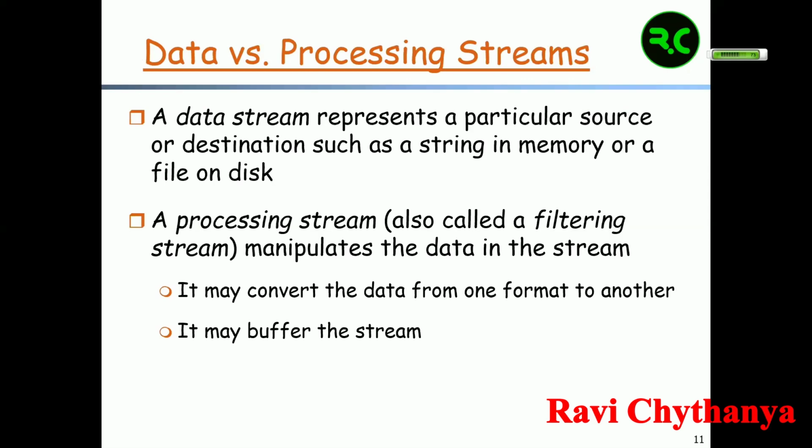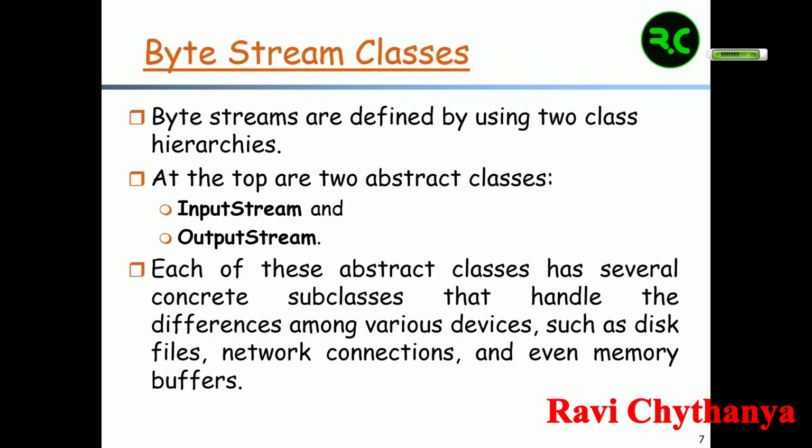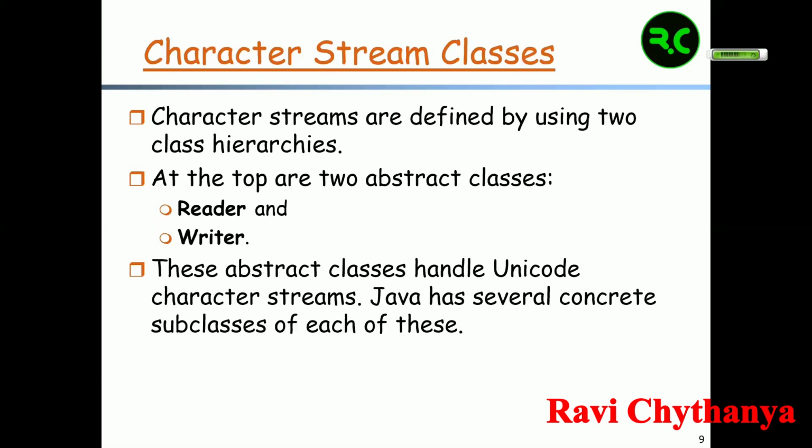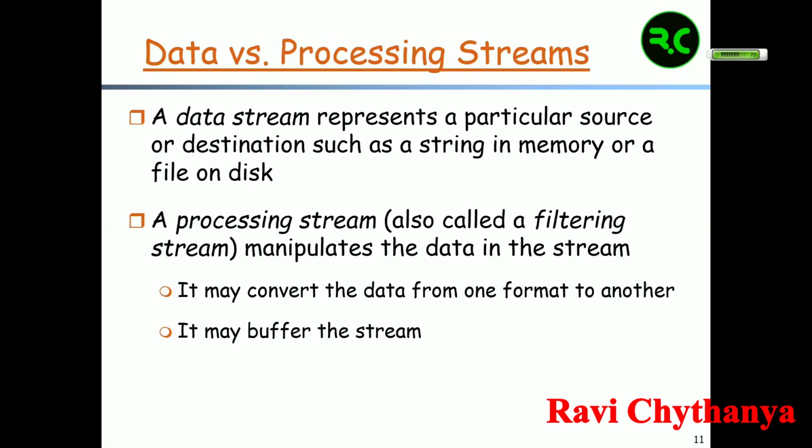So like this, we are going to have the different classes under input stream, byte streams, and character streams. The top hierarchical abstract classes for byte streams are input stream and output stream, and the top hierarchical abstract classes for character streams are reader and writer. Remember these two things very seriously.